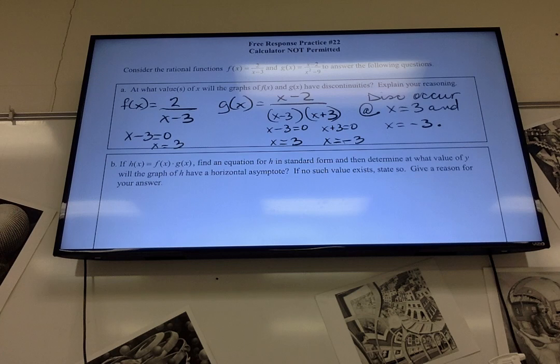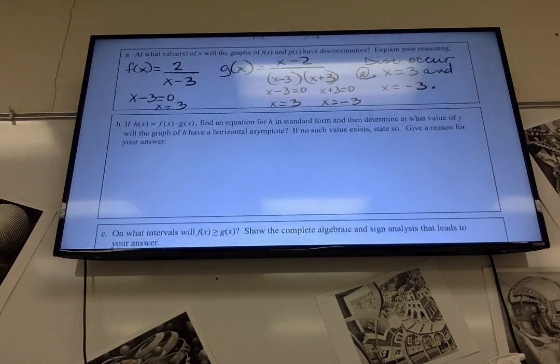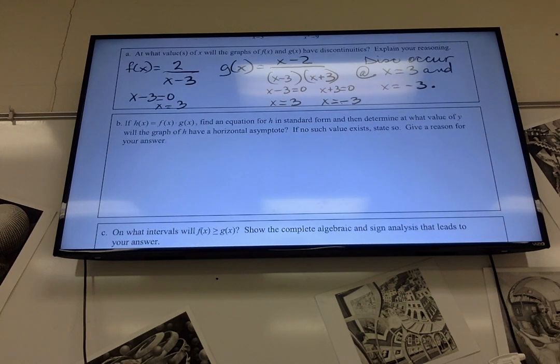B, if h of x equals f of x times g of x, find an equation for h in standard form and then determine at what value of y the graph of h will have a horizontal asymptote. If no such value exists, state so, and give a reason. So we're going to start with taking f of x times g of x.